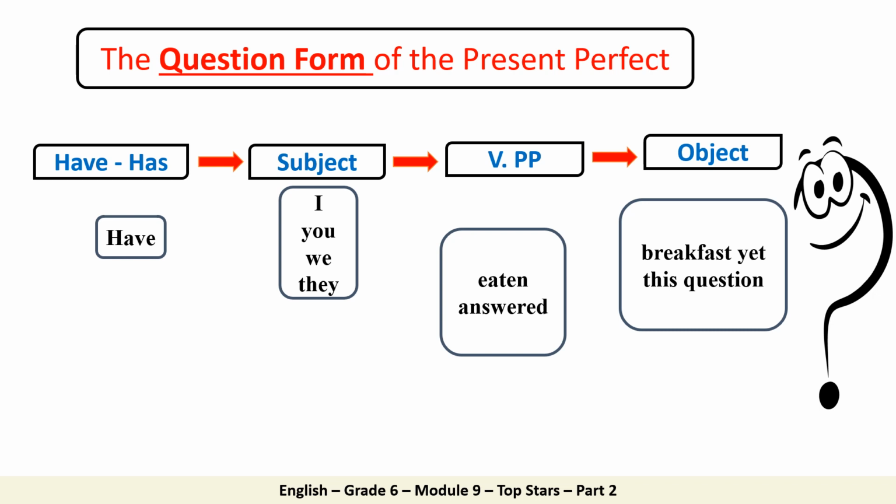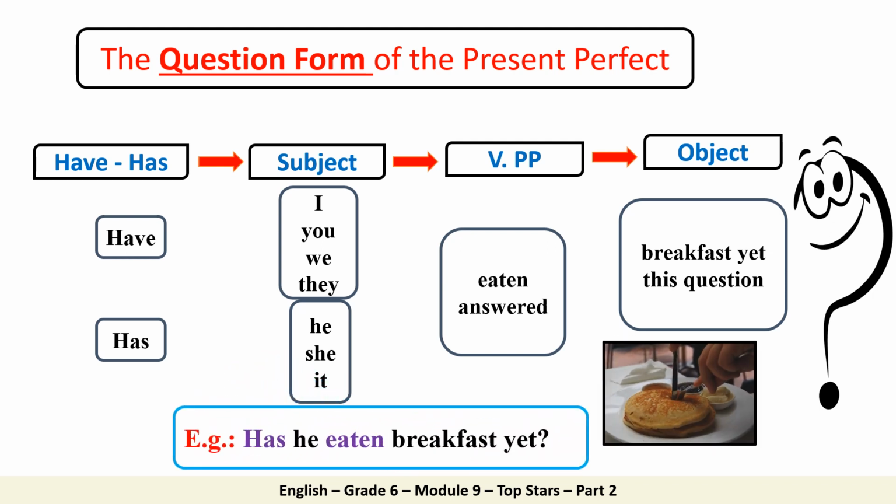Right, awesome. Okay, we've used have before. Let's see has. What are the pronouns that go with it? Right, he, she, and it. And then continue the rest of the question in the same manner. Very easy. Let's check the example together. Has he eaten breakfast yet? We only switched places between has and the pronoun he. Very easy, right?